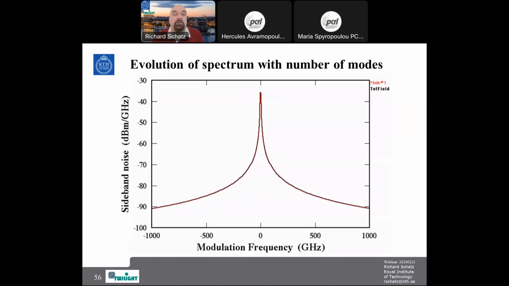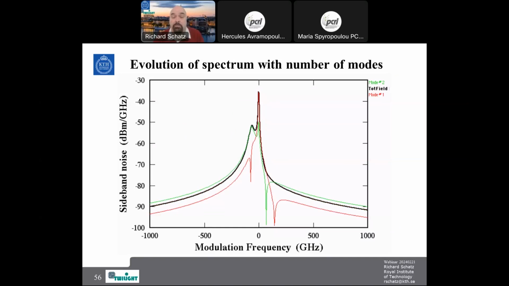So then we can look at the spectrum of this laser. This is a spontaneous emission spectrum. If I only include one mode, I have just a Lorentzian. If I include 2 modes in my calculation, I have 2 peaks.